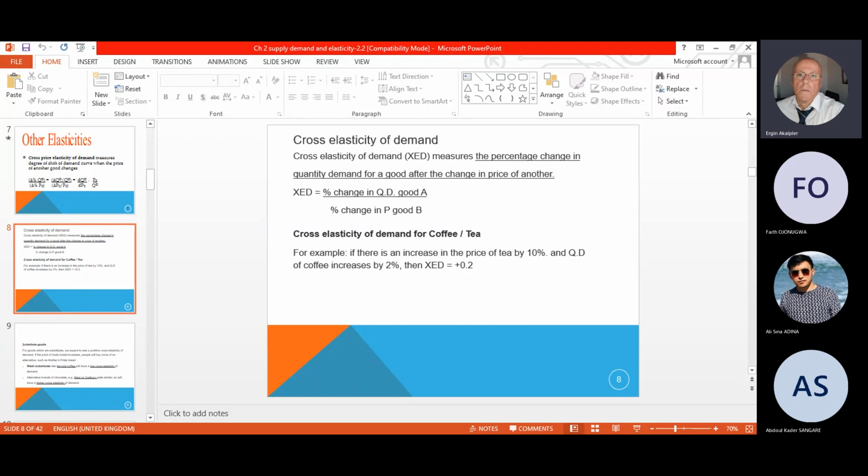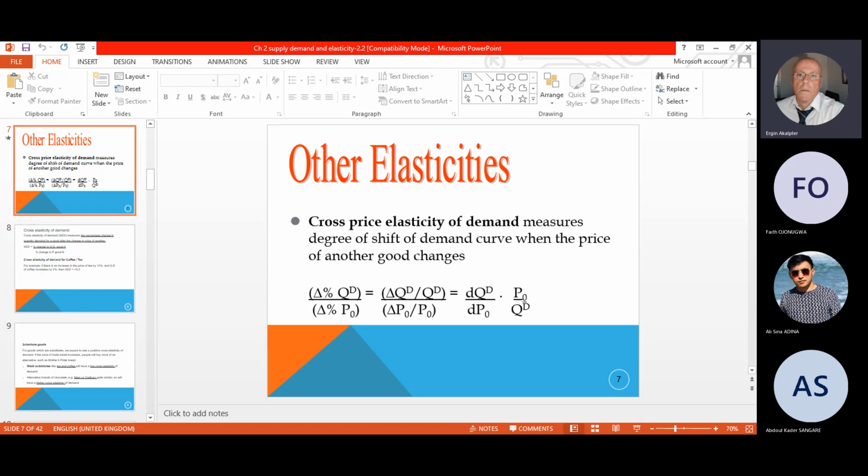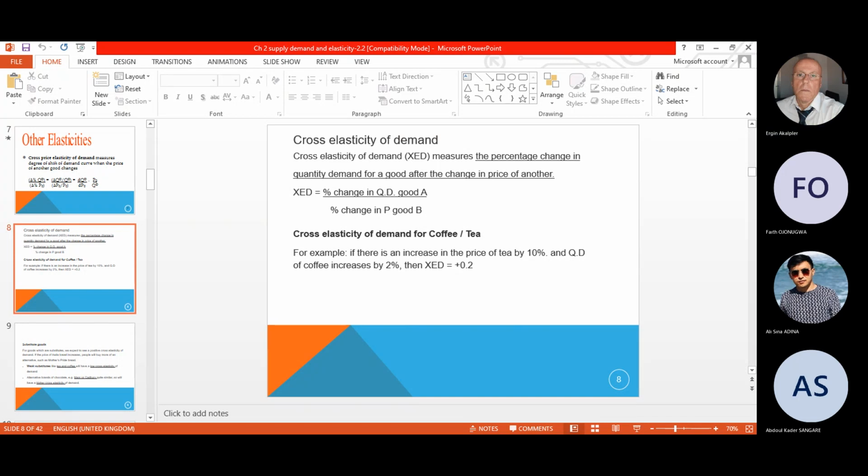For example, for coffee and tea, if there is an increase in the price of tea by 10% and the quantity demanded of coffee increases by 2%, then the XED, the so-called cross price elasticity, will be 0.2, because we put the equation as it is given here. The change in the quantity is divided by the change in the price, which means you divide 2% by 10%.